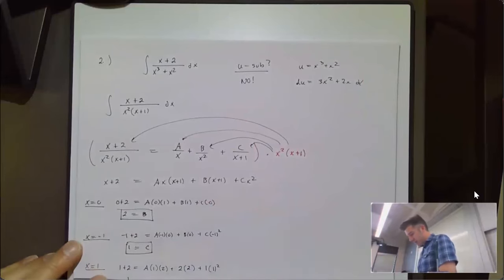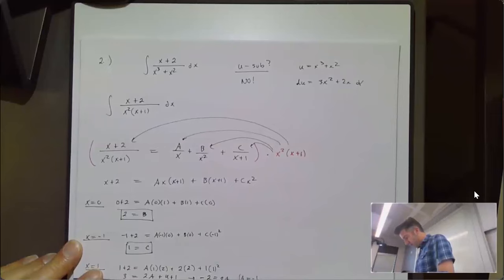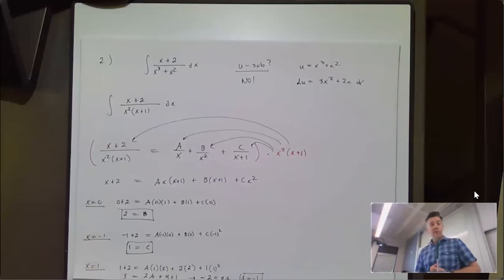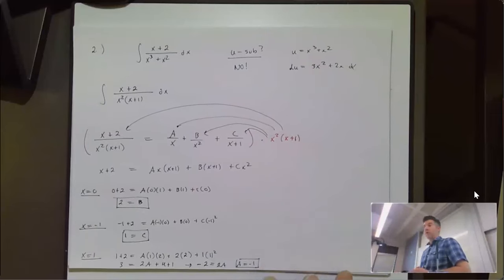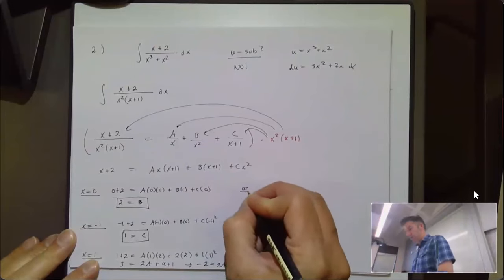So then I get 3 equal to 2a plus 4 plus 1. So that's 5, so 3 minus 5, so I end up getting -2 equal to 2a, so I get a equal to -1. That's not my preferred way of doing it, but it definitely does work if you're just trying to find one last constant on top. The other way you could do this would be to equate coefficients.